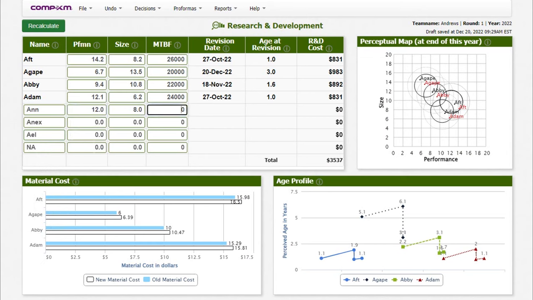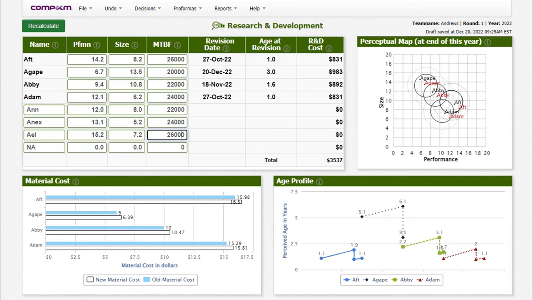Here we'll give it a performance of 12. We want it to be a crossover product, and then a size of 8.0. Reliability, we are going to give it 22,000. For Annex, we are going to make it a nano segment product. We'll give it a performance of 13.1 and size of 5.2, reliability of 24,000. For that product in compxm 2023, this is IEL. It's quite difficult to pronounce that name because I've just made it up, but it's okay.